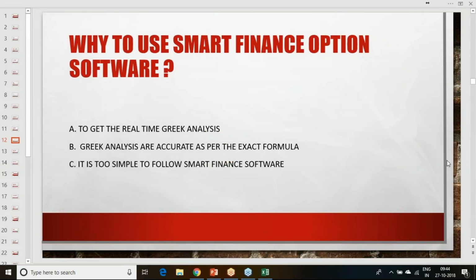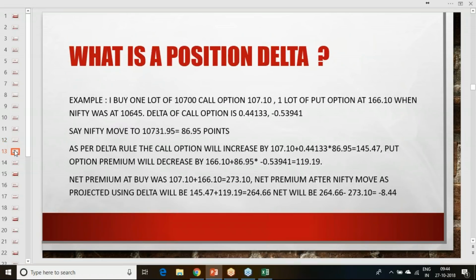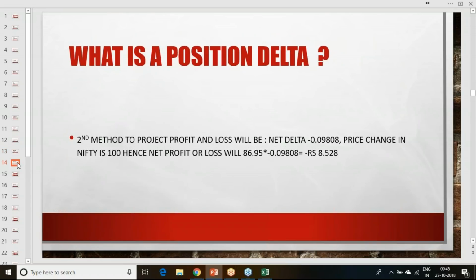Now coming to the next part. When you use Smart Finance option calculator or option software, you get all real-time Greek analysis, and this is more accurate as per the exact formula, and it is very simple to follow also. So position delta and other things we will see afterwards.